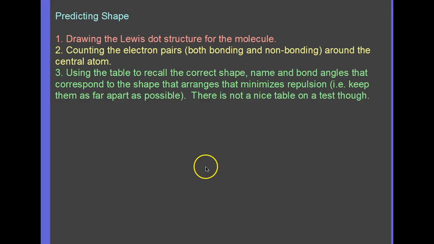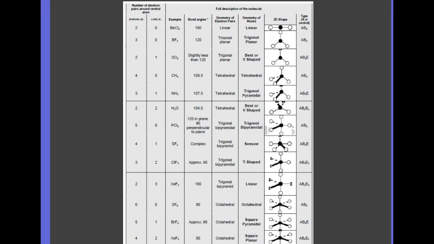So, predicting shape. You've got to draw the Lewis structure. Count the electron pairs, both bonding and non-bonding, around the central atom. Use the table to recall the correct shape, name, and bond angles that correspond to the shape that arranges and minimizes repulsion. Keep them as far apart as possible. There is not a nice table on the test, though. You have to have this in your head.